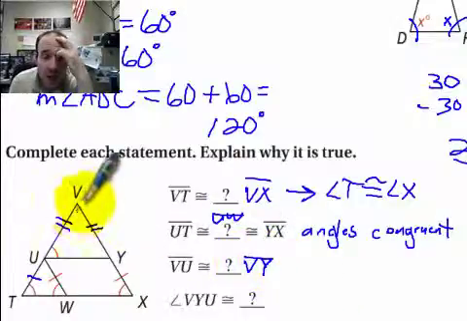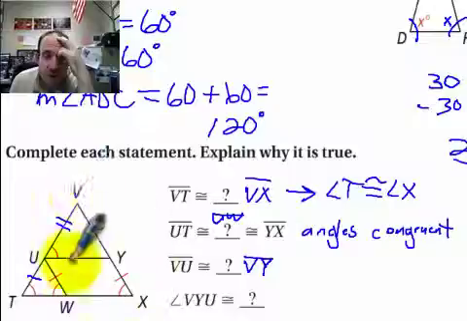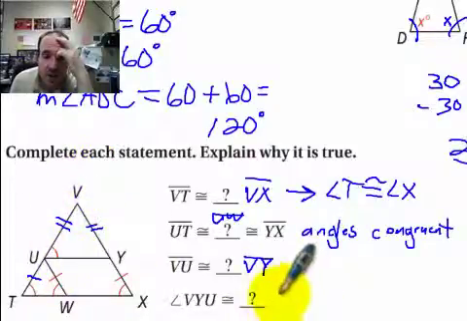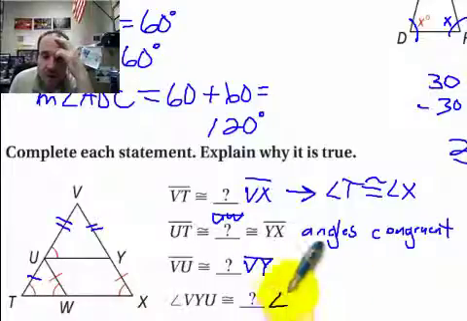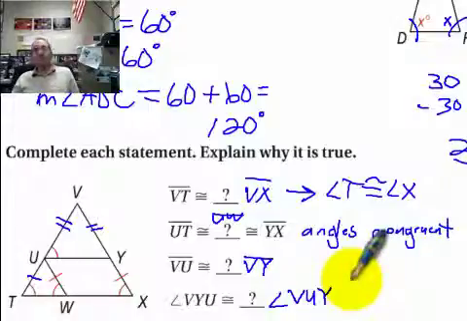Okay, angle VYU congruent to what? Well, I already proved these two sides were congruent, so angle VYU is congruent to angle VUY. Okay, so that's the last of the problems.